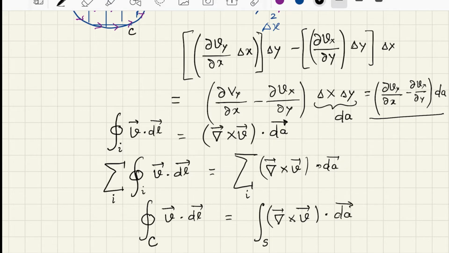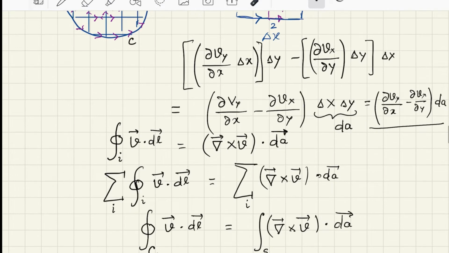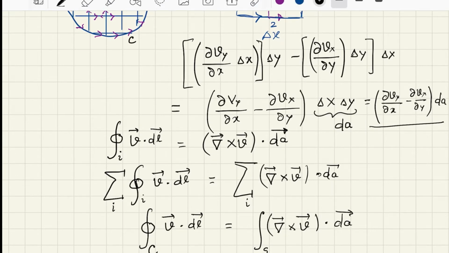Now I have shown it for a flat surface, and I've shown it for a particular case and generalized it, but this is true for all kinds of surfaces. I will not prove that, but geometrically one can understand what is happening. If I take one small area and take the circulation, I'm taking this path.